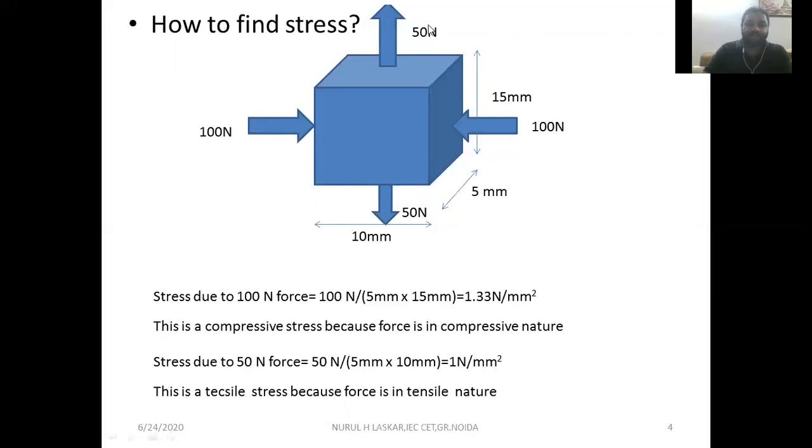And again see in the y-axis, there is this force of 50 Newton, and this 50 Newton is acting on this area. This area is 10 millimeter multiplied by 5 millimeter. So it is 50 millimeter square area. So if I want to find the stress on this plane, then the force is 50 divided by 50. So it is 1 Newton per millimeter square, and this is a tensile stress. So in this way, we will calculate the stress acting on a plane.